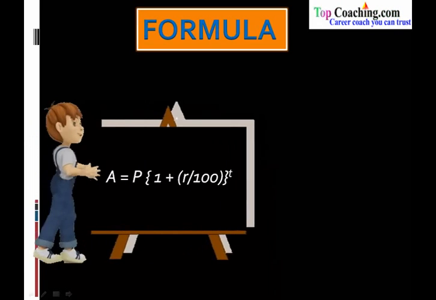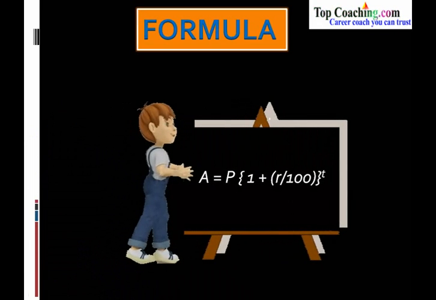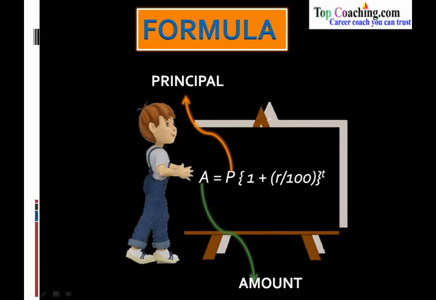Now let's see the formula for how to calculate the compound interest. And that is, A is equal to P into 1 plus R by 100 to the power of T. Here A is the amount generated, P is the principal, R is the rate of interest, and T is the time period. So the formula for amount is equal to P into 1 plus R by 100 whole to the power of T. So we are going to use this formula whenever we are supposed to calculate the compound interest.